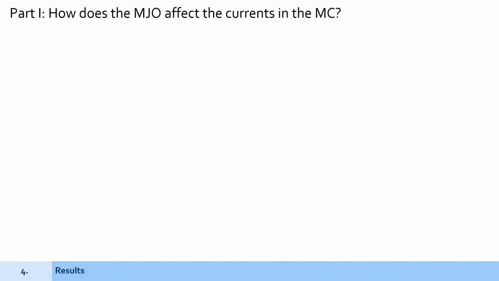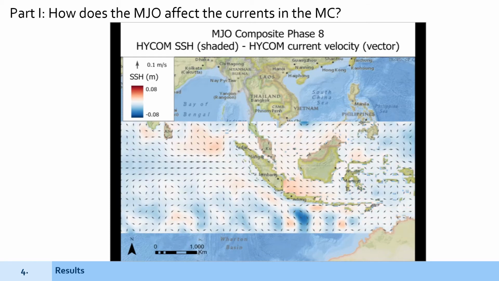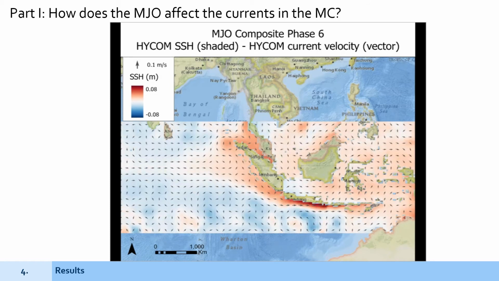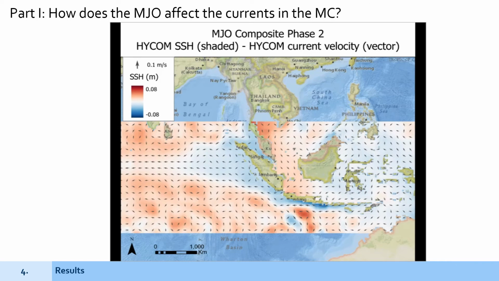Here we have the result of the MJO composite of the current in the MC. We first see eastward current anomalies along the equator associated with positive SSH anomalies that propagate eastward and then along shore, and these are followed by negative SSH anomalies with westward currents also propagating eastward, and these results are consistent with the coastal Kelvin waves mostly generated by MJO winds.